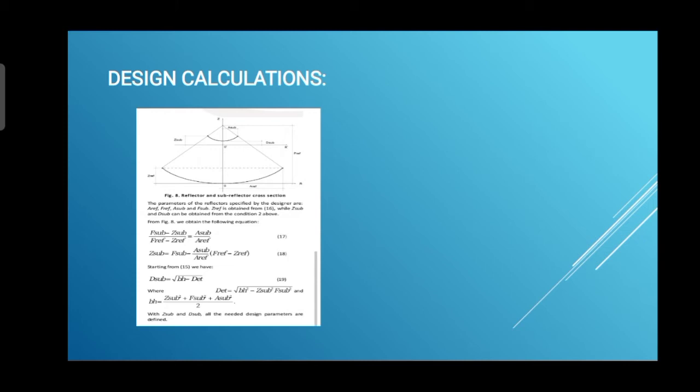So here is an example calculation of a Cassegrain antenna. So here is a formula: F sub minus Z sub equals F ref minus Z ref equals A sub over A ref. So it is a computation of the parameters of the reflectors specified by the designers: A ref, F ref, A sub, and F sub.